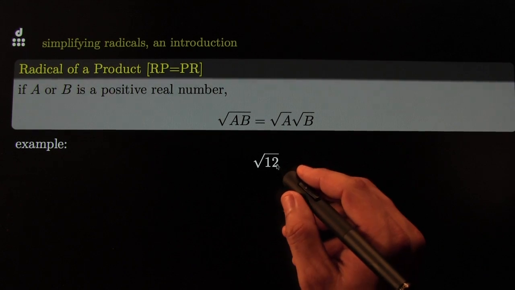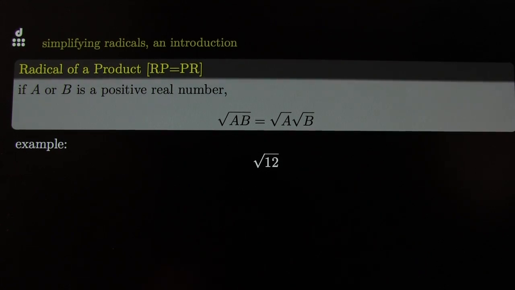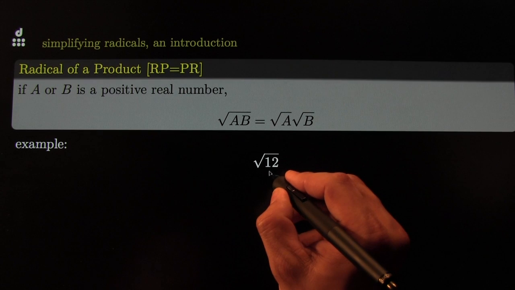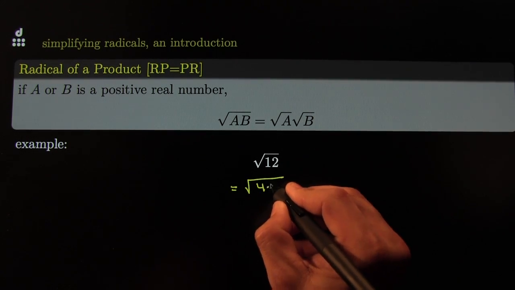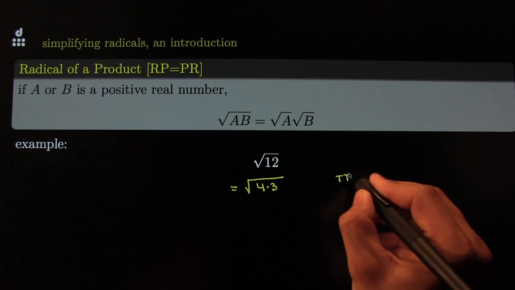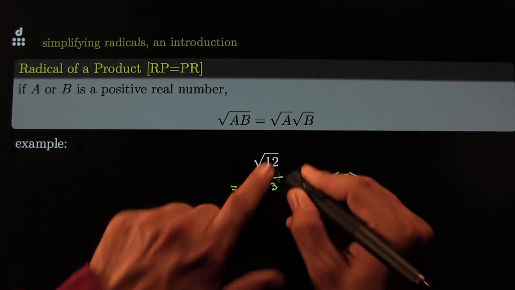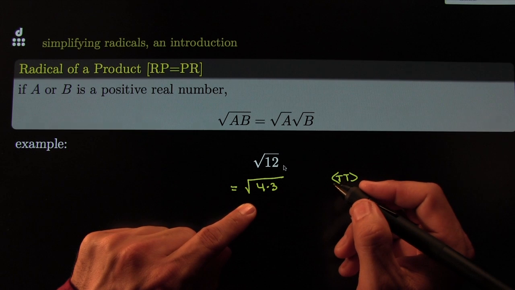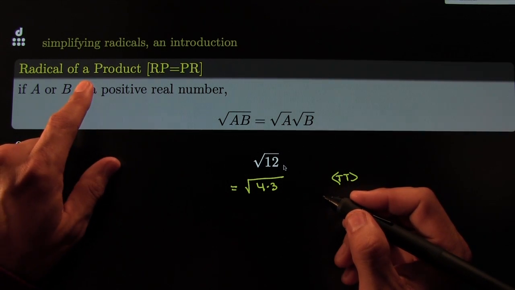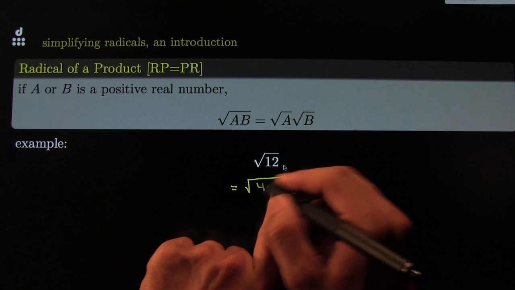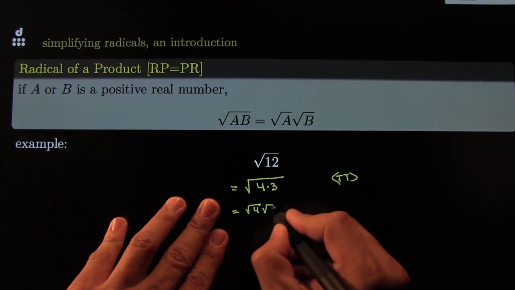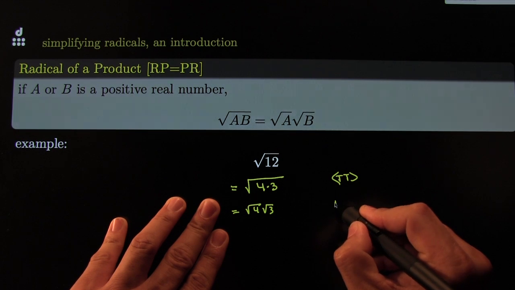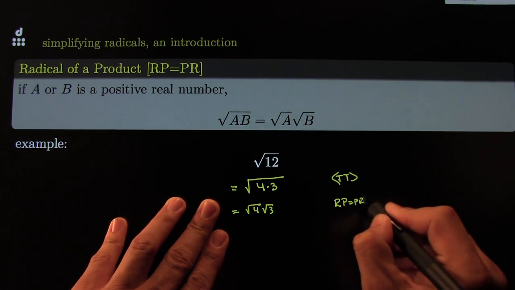So suppose you have the square root of 12, for example. What you could do with the square root of 12, you can say, well, this would be the square root of 4 times 3. That's just times table. Times table says 4 times 3 is 12. Now this one says that if one of them is positive, well, actually they're both positive, I can break this up into little baby radicals. Radical of the product is product of the radicals.